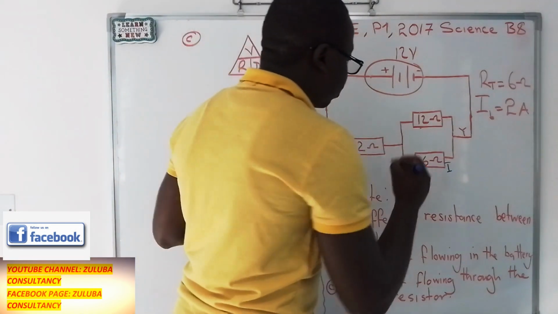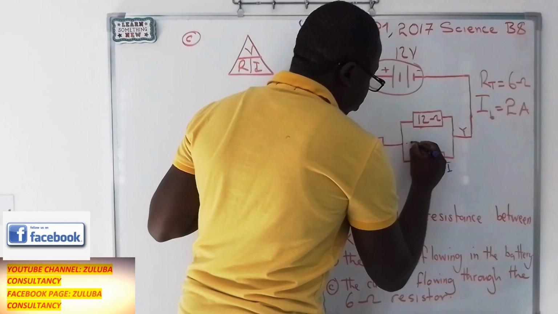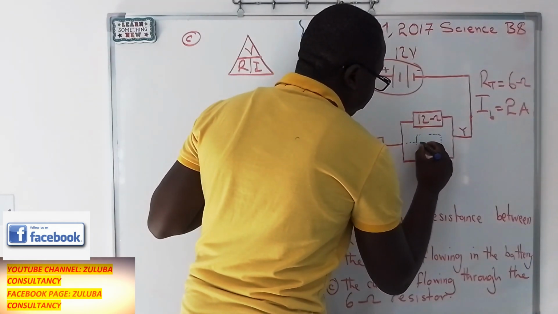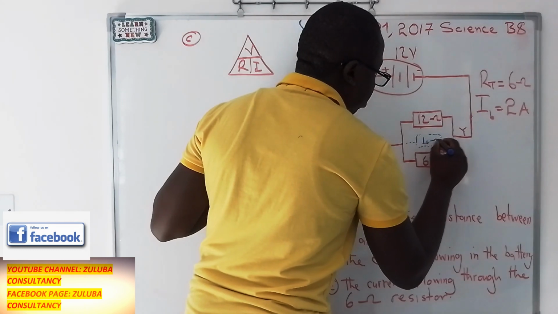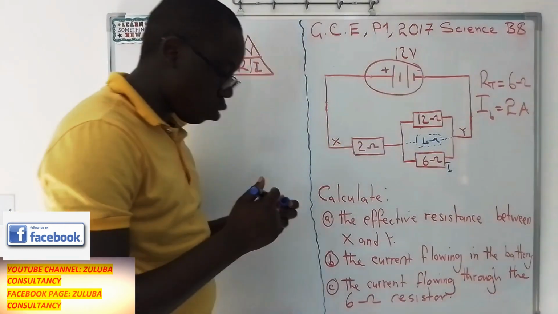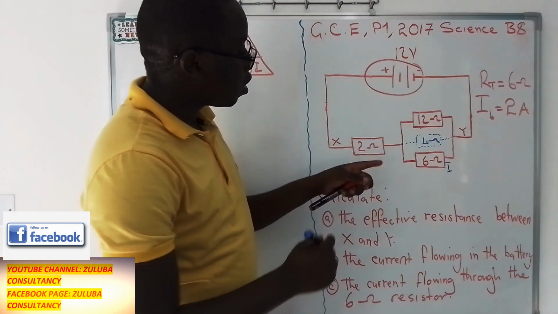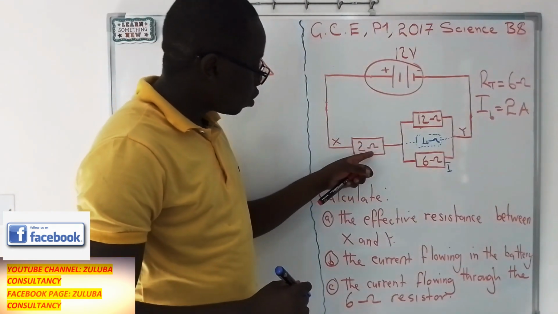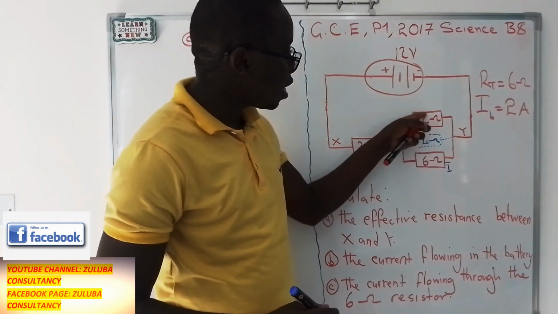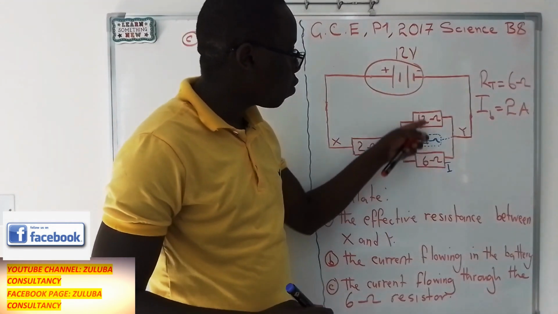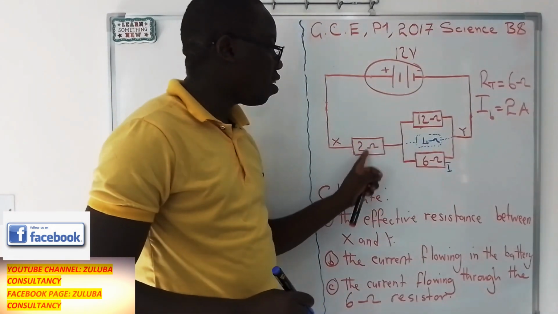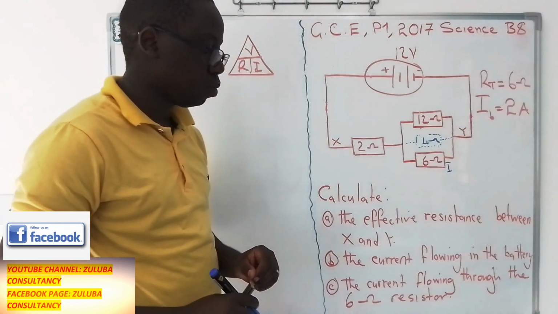Remember that we said the total resistance at this point is 4 ohms. So 4 ohms is the total resistance at that point. So basically we are saying these 2 ohms and these 4 ohms, that is as a result of the total from these two parallel resistors, they are in series to each other.